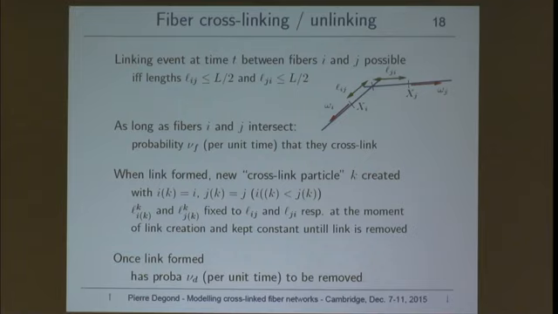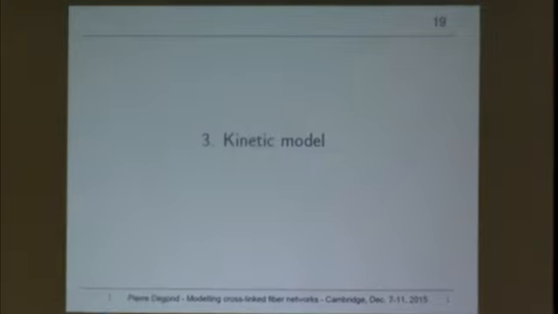Okay, and then once the link is formed, it has a probability nu d per unit of time to be removed. So that's basically the model, with small variance, that I use for the fibers in the simulations I've shown right before. So the game is to try to take this model and construct a macroscopic model out of it. Okay, so it's simple, but you see that's already something quite involved, so it will involve some simplifications.